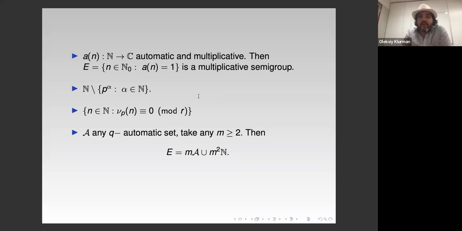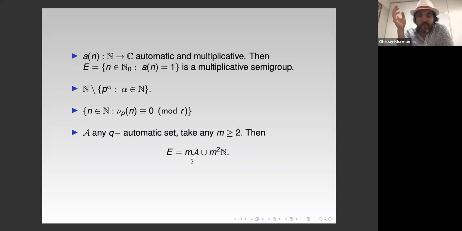So here is the most annoying part, and that's what destroys structure. You can take any q and any set A which is q-automatic, and then you can take any m and look at the set which is m times your automatic set, and take the union with the multiples of m squared.